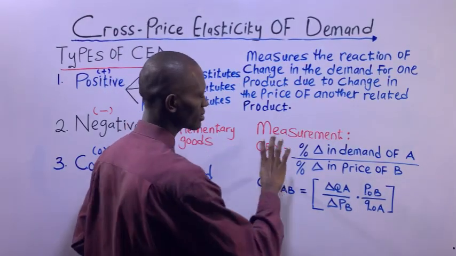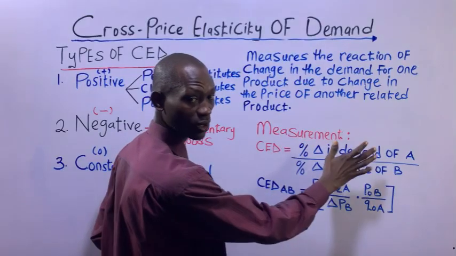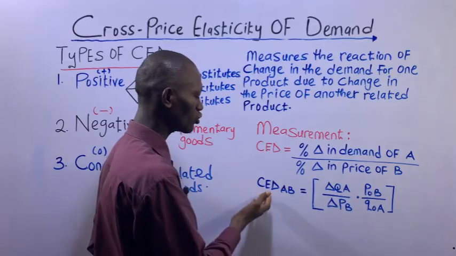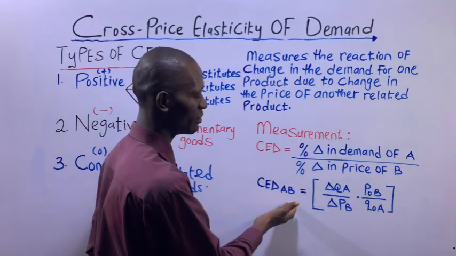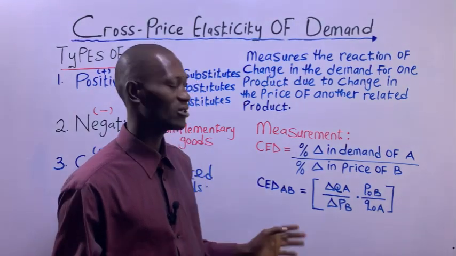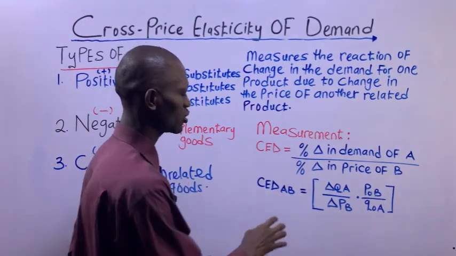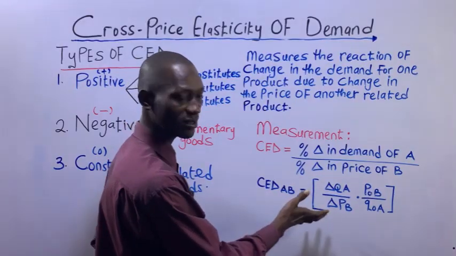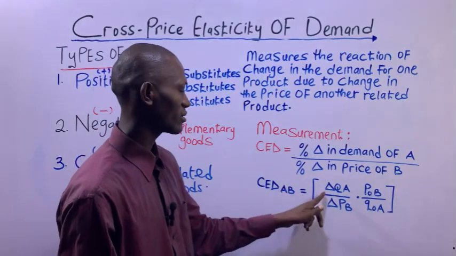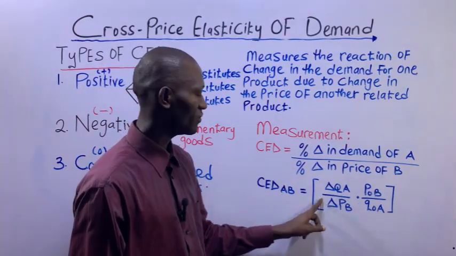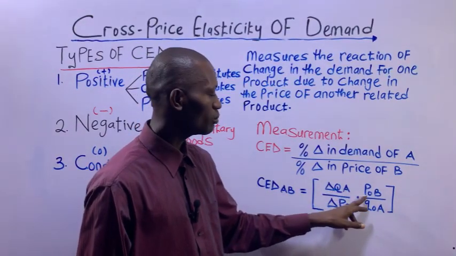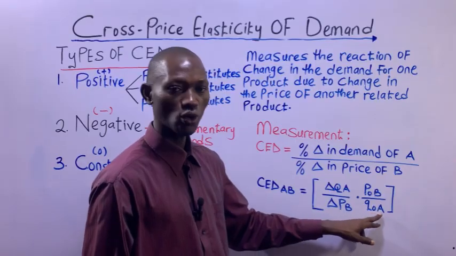So that's that. This measurement, like we have it defined here, is synthesized and summarized to this. So cross price elasticity of demand for commodity A and B, that's the formula we're going to be using to solve questions that relate to cross price elasticity of demand. For commodity A and B, the synthesized form is expressed as change in the quantity of A divided by change in the price of B, times old price of B divided by old quantity of A.